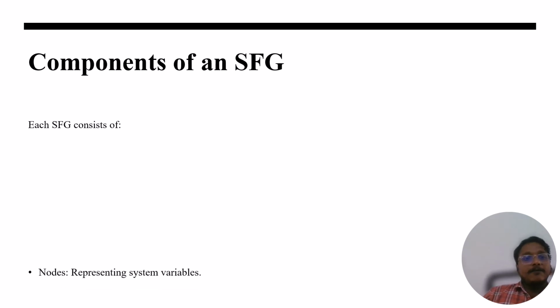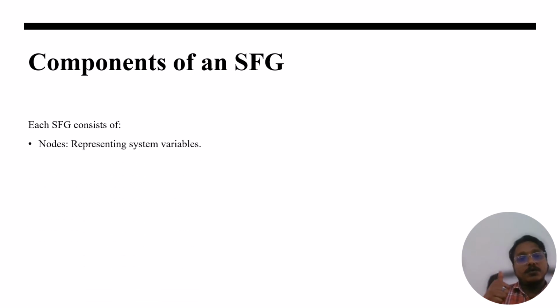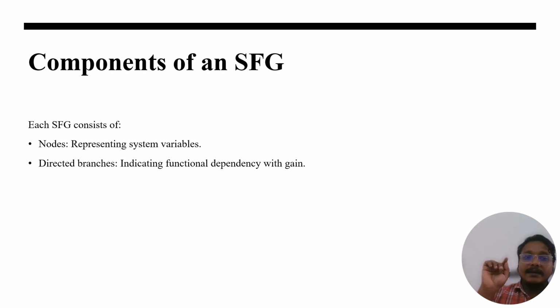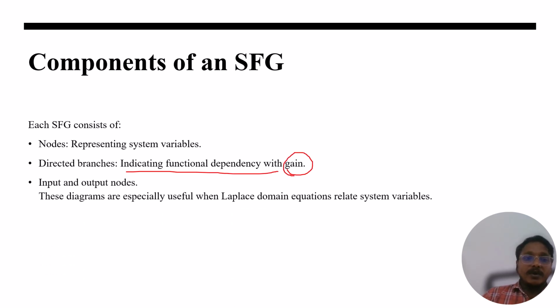The components of a signal flow graph: each signal flow graph consists of nodes that represent the variables, for example A, B, C, D, E, F, G. That represents the number of nodes, which is the number of system variables. Then the directed branches represent the functional dependency with the gain. That is the most important thing, the gain. The next one is the input and output nodes. These diagrams are especially used in the Laplace domain. As we already know, in the Laplace domain an input needs to be there and also an output, so we need this information, input and output nodes.